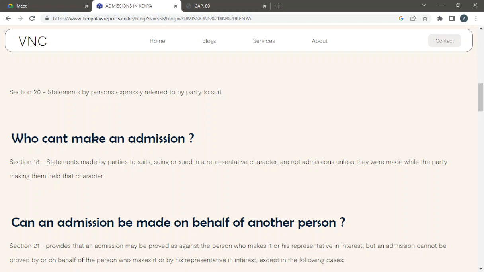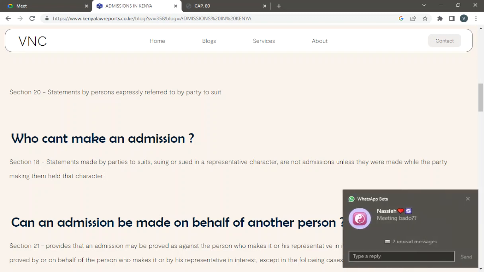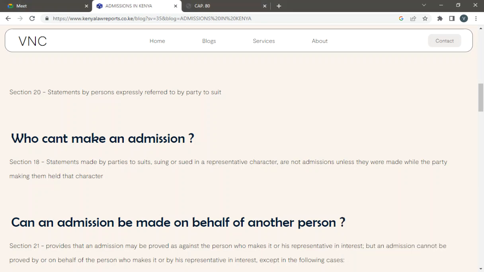So if they have a certain representative, like let's say a pro bono advocate or a family member, and they make this admission, it will not be taken to be admissible unless they were made while the party making them held that character, unless this auntie of maybe this convict is the one who decided to give this information. So you find now it will be used against that person being sued or suing, when they will identify themselves to the court, saying I have the representative capacity to represent this person.